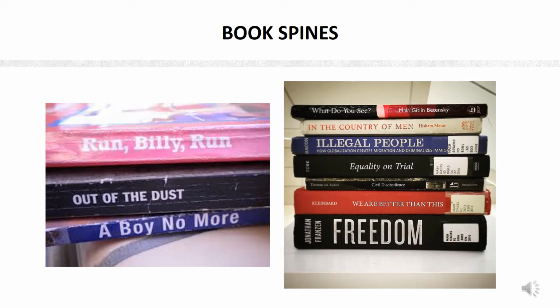Another way to use found poetry is to play with book spines. Popular in libraries, book spine poetry asks readers to arrange book titles into a poem, creating a new meaning from a variety of texts. I particularly enjoy the poem on the right of this slide, which reads, "What do you see in the country of men? Illegal people, equality on trial, civil disobedience, we are better than this, freedom."